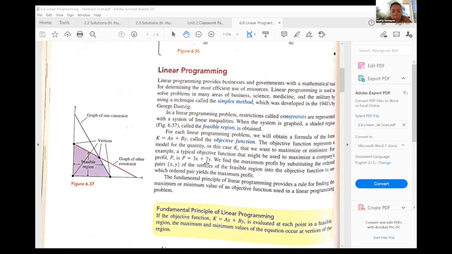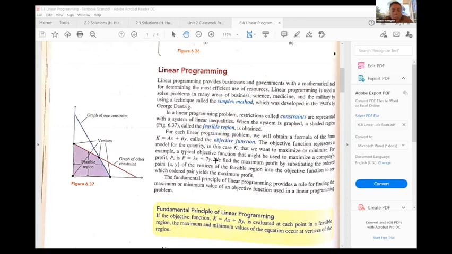In a linear programming problem, restrictions called restraints are represented with a system of linear inequalities. Okay, that's what we just worked on, a system of linear inequalities. When the system is graphed, a shaded region called the feasible region is obtained. And that feasible region represents all of the solution points that satisfy the given constraints.